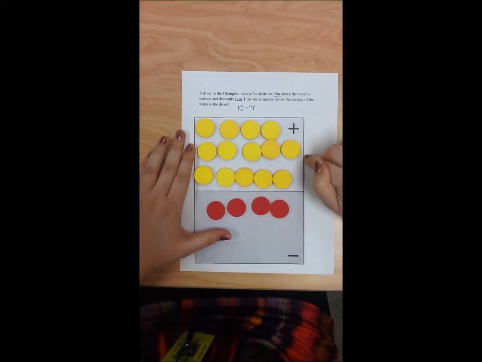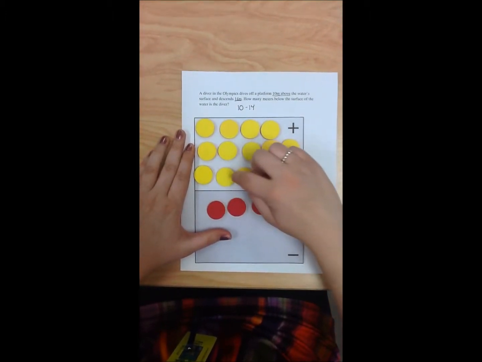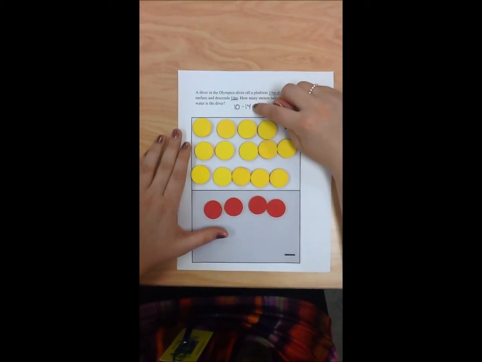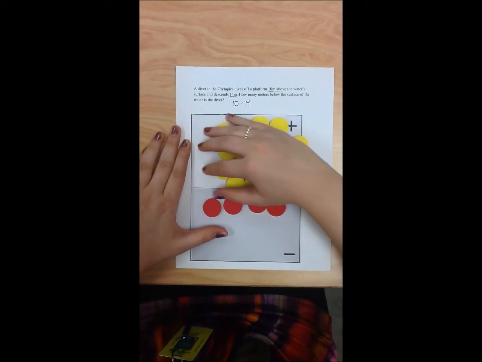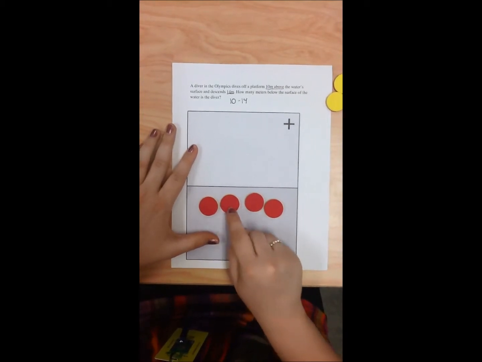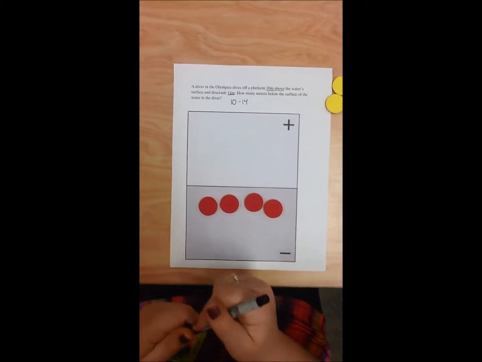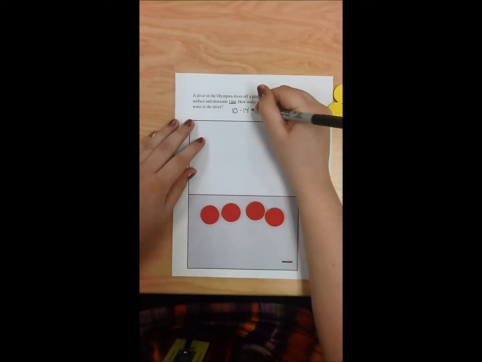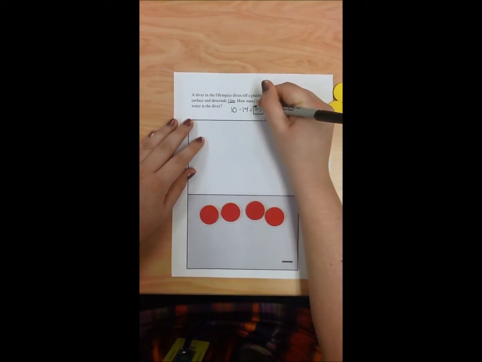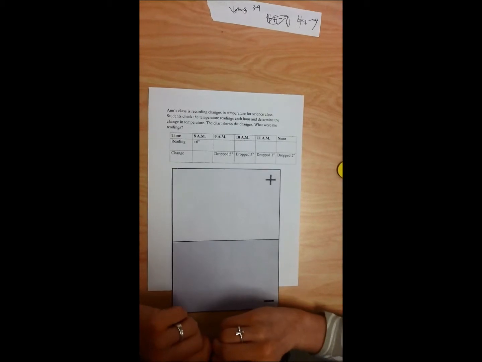Now how many positive integers do we have? We have 1, 2, 3, 4, 5, 6, 7, 8, 9, 10, 11, 12, 13, 14. And we need to take away 14 positive integers. So we have enough, so we can take these away. And we are left with 1, 2, 3, 4 negative 4 integers. So 10 minus 14 would equal negative 4 meters.